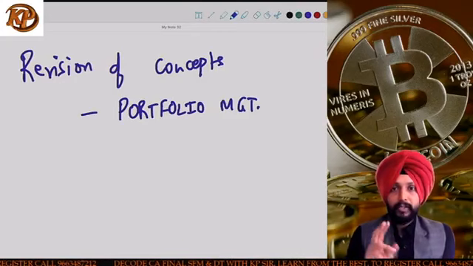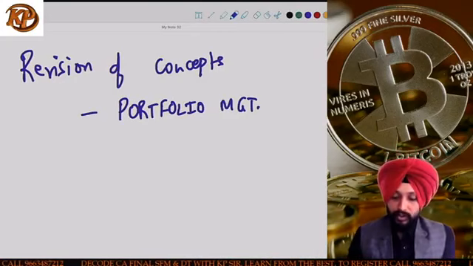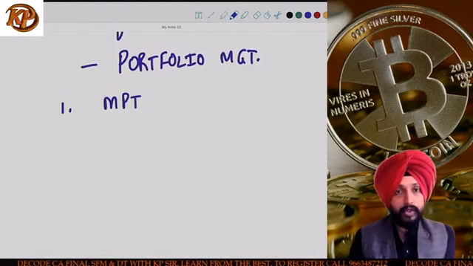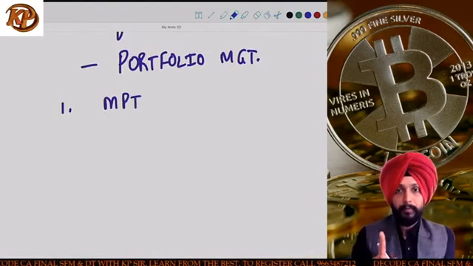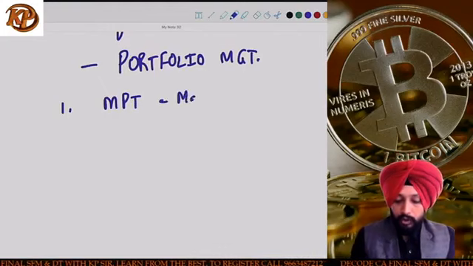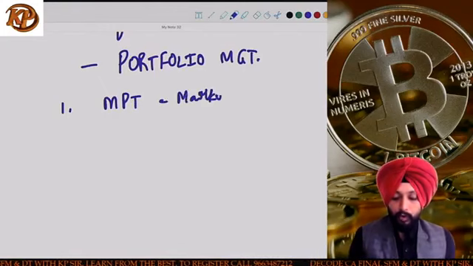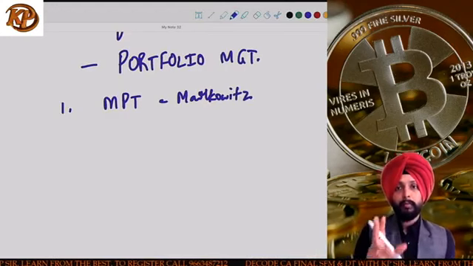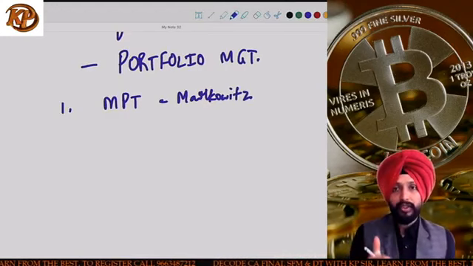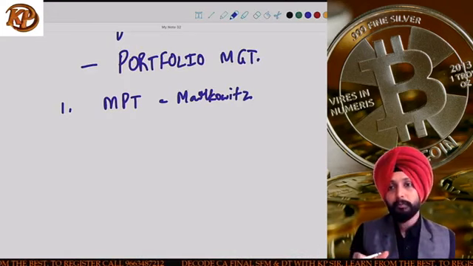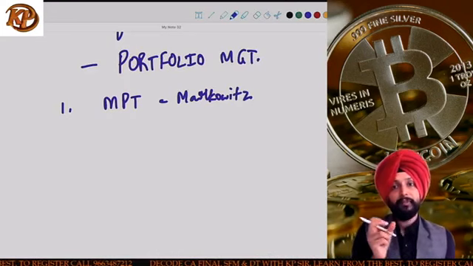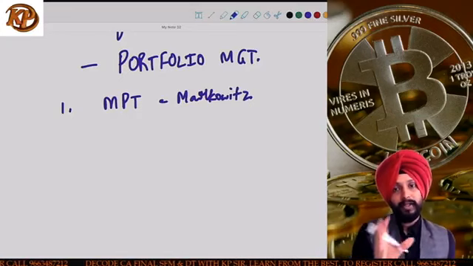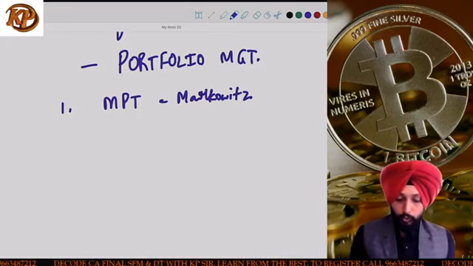So for portfolio management, if you remember, how did we start the chapter? We started the chapter like this, that there are three different theories that we study. The first one is called modern portfolio theory. The theory was founded by Mr. Markowitz. Sometimes I showed you one exam problem where they did not refer to it as modern portfolio theory, but they asked the question by referring to Markowitz. So if they say Harry Markowitz, you need to remember that the theory relates to modern portfolio theory.